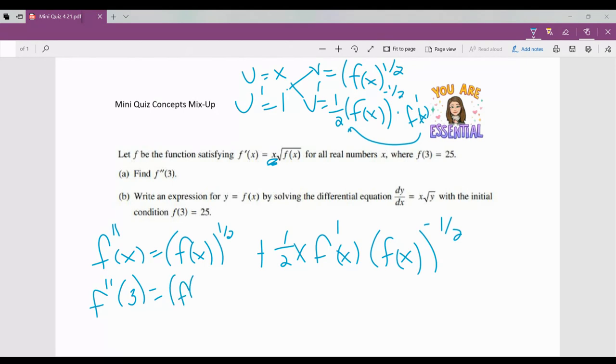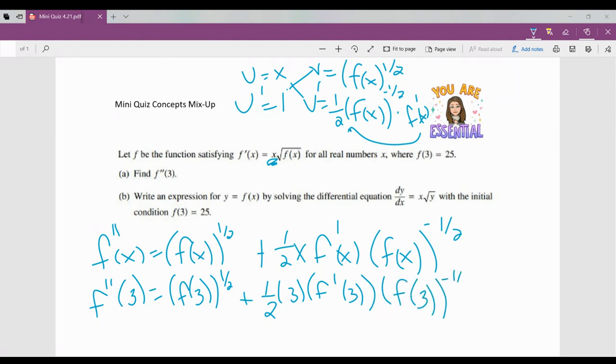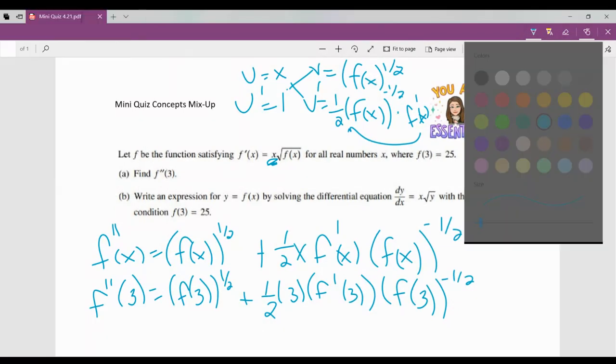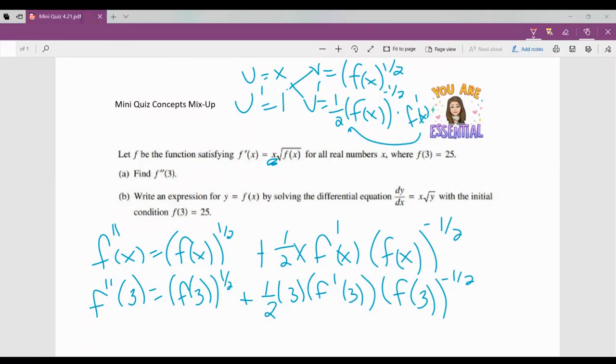So f of 3 raised to the 1/2 plus 1/2 times 3 times f prime of 3 times f of 3 to the negative 1/2. All right, so we've got to do some filling in with values. So I'm going to just kind of point out certain things. It gives us that f of 3 is 25. So that's right there, and that's right there. So I can fill in 25 there.